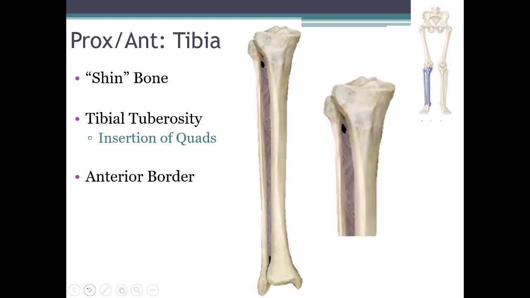So if you feel the anterior part of your crural region or your shin, what you are feeling is the tibia, specifically this border right here, which is the anterior border. Now, do me a favor and feel for your patella on your knee, and then I want you to go just distal to that. And you'll notice that there is a bump below your kneecap called the tibial tuberosity.